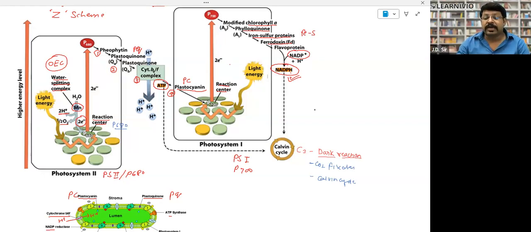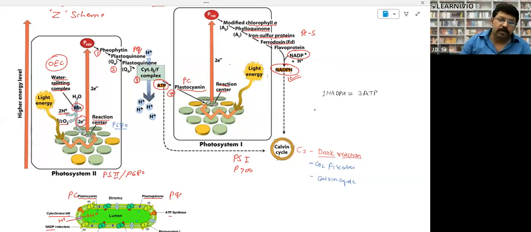What is the Calvin cycle? Calvin cycle is a dark reaction. It is a process of CO2 fixation, right? And I have already explained to you that 1 NADPH is equal to 3 ATP, energy equivalent. So this is 3 times more rich with energy.